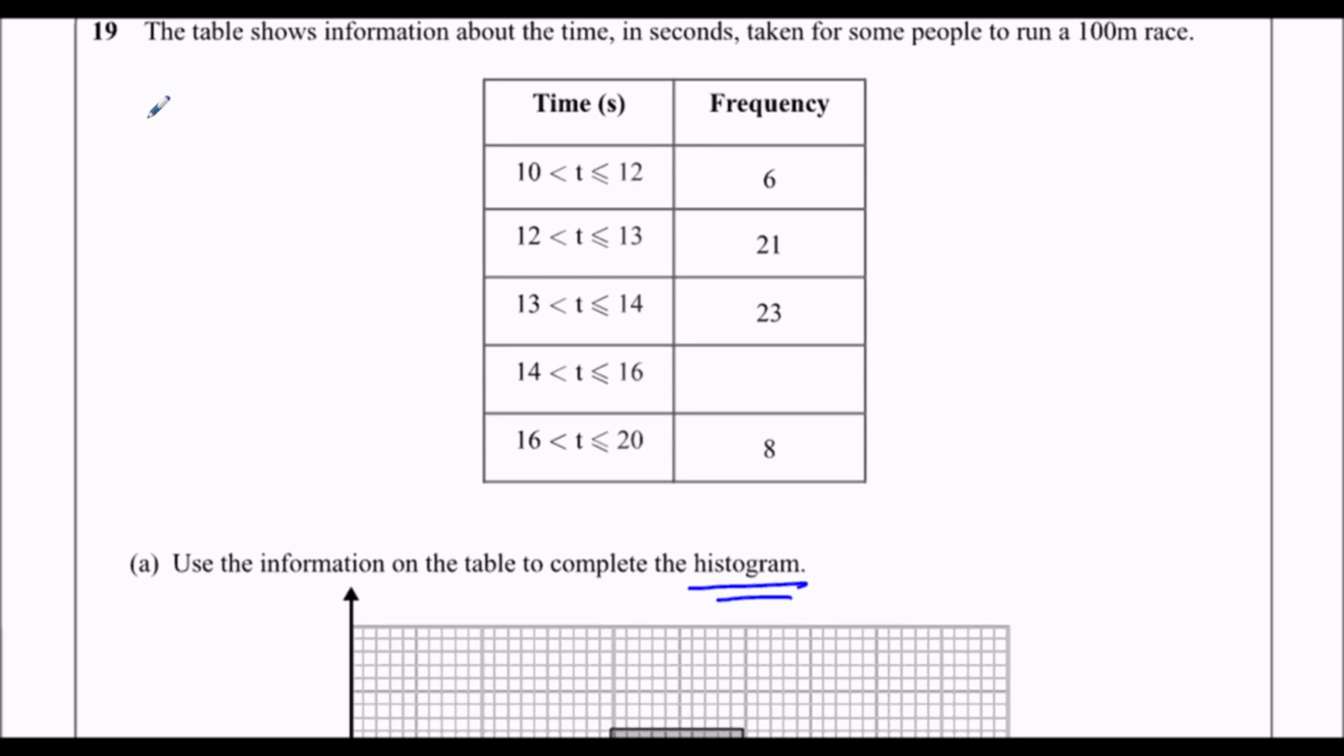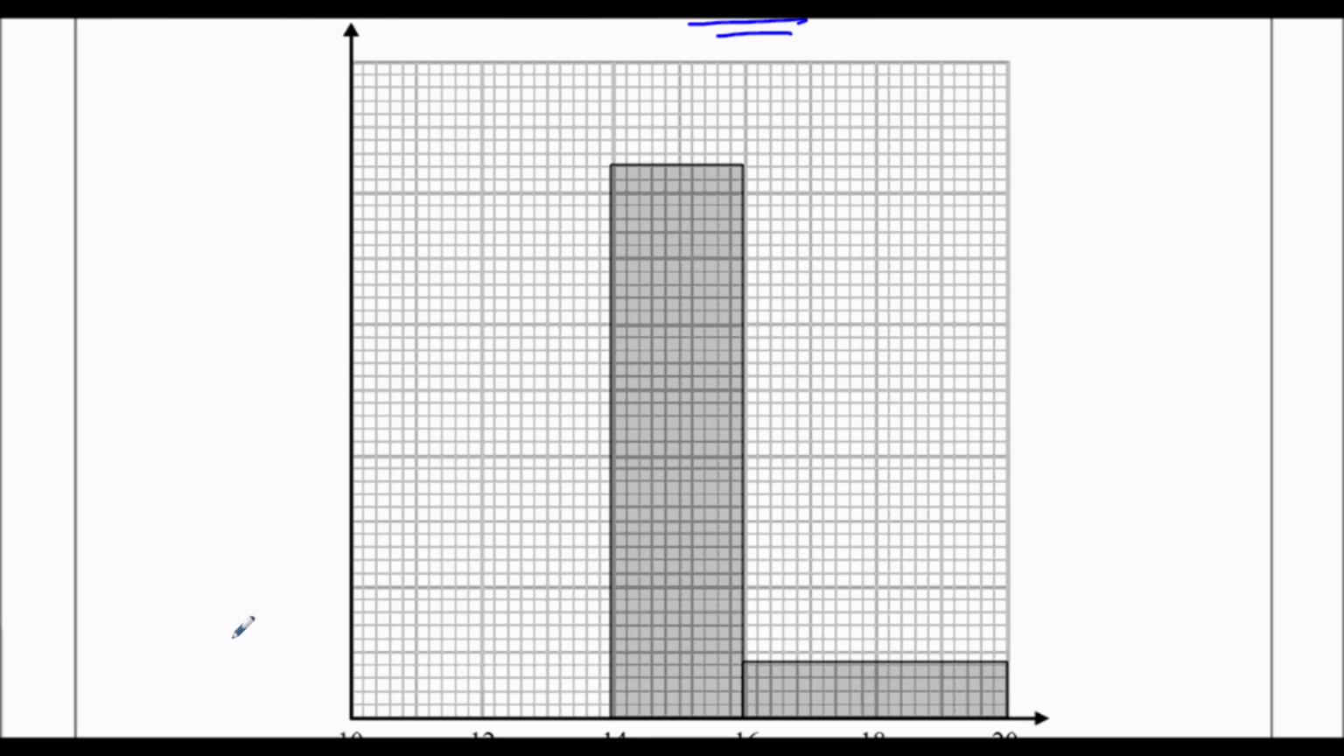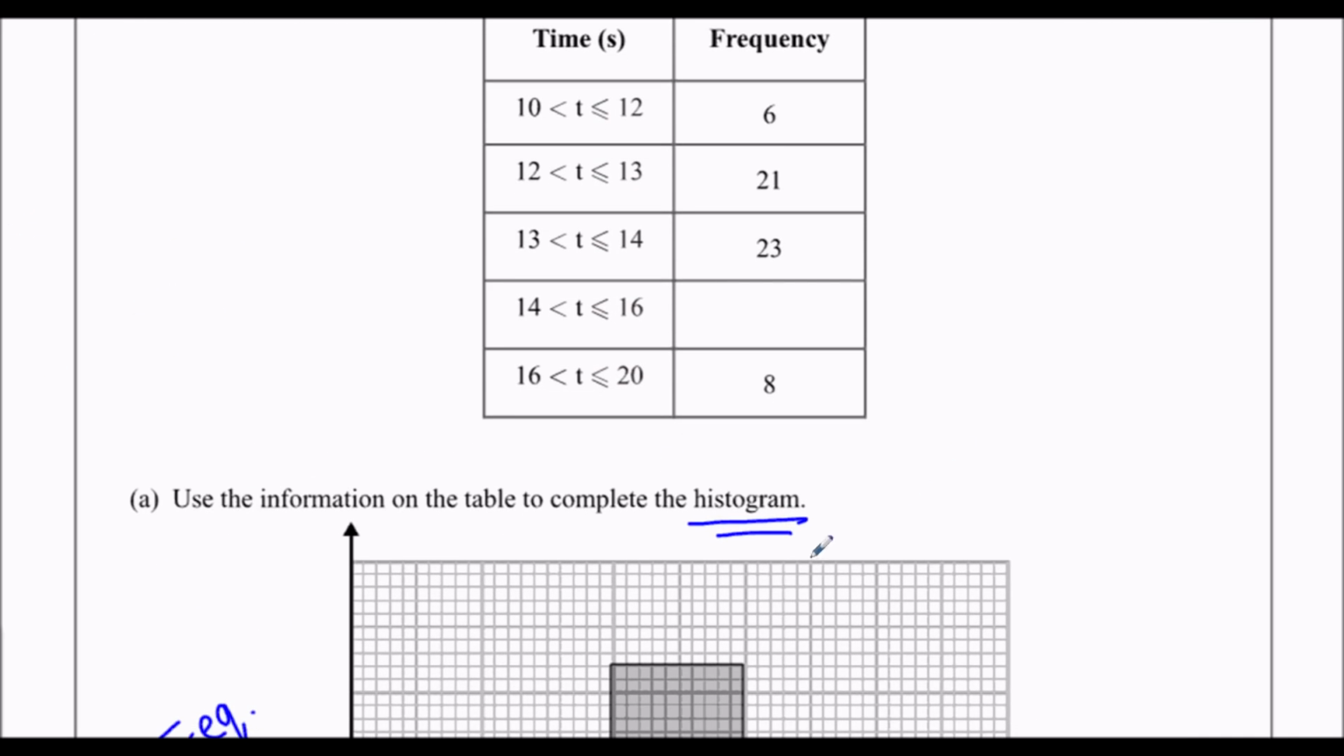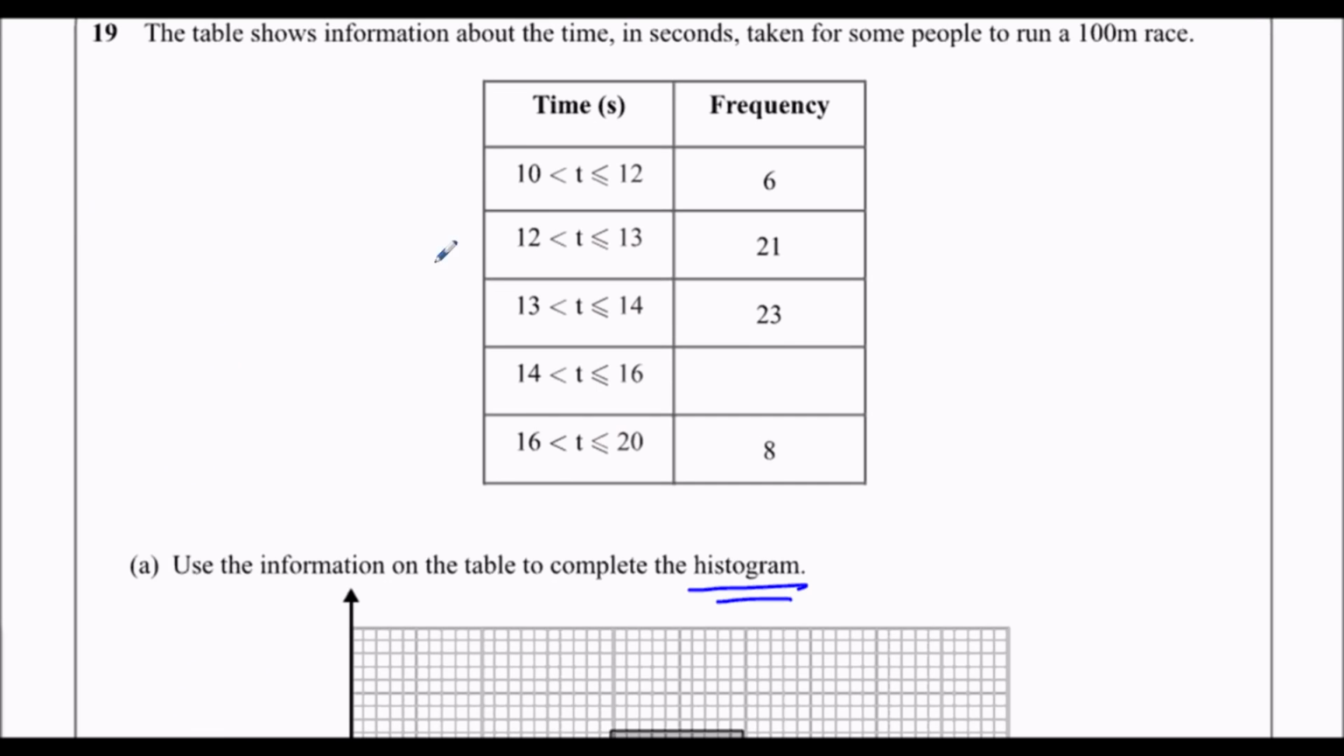On a histogram, we don't put the frequency on the vertical axis. We put something called frequency density. So the height of the bars is not the frequency. We find the frequency on a histogram by working out the area of the bars. So the area of the bar has to be proportional to the frequency. The simplest way of doing that is making the area equal to the frequency. So the area is the frequency.